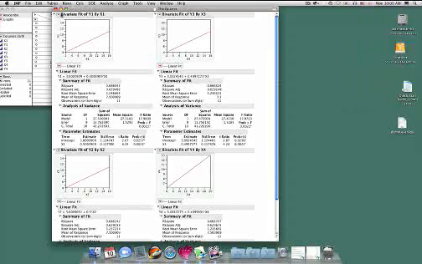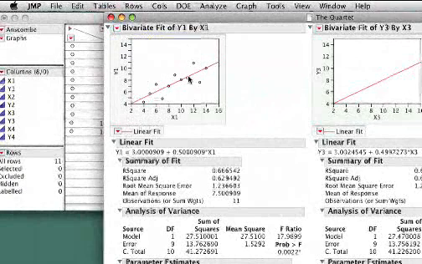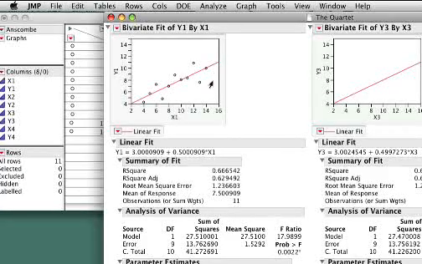Let's look at the points. If I show the points on y1 and x1, you'll see that it's a pretty typical regression situation. We've got points clustering around a line here.